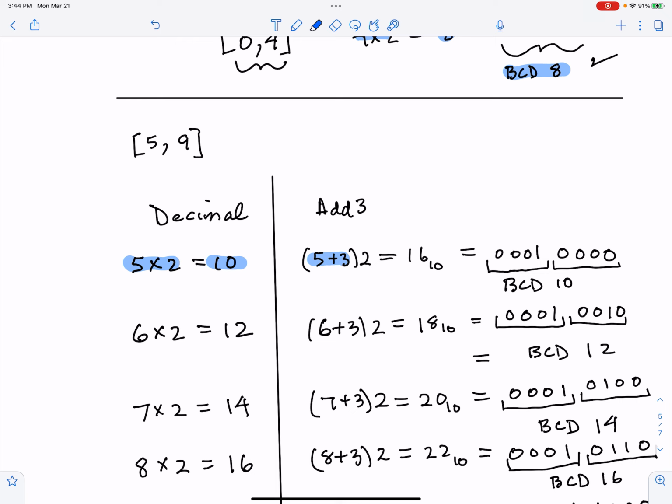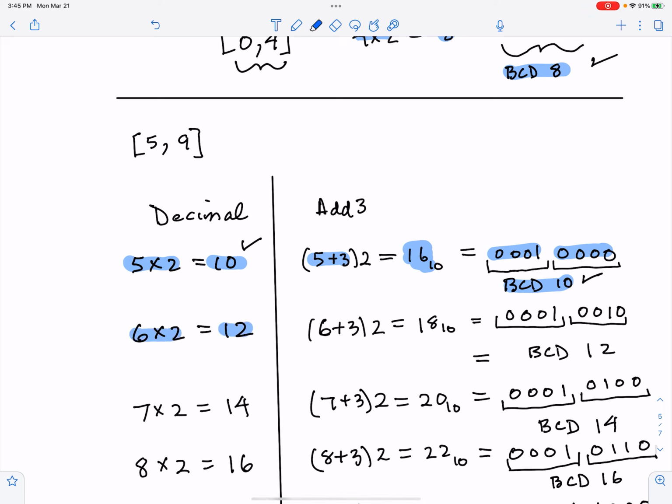5 plus 3 is 8, times 2 is 16 in decimal. If I take 16 and convert it to binary, it would be this, and notice this is BCD 10. So that's the goal: BCD 10 matches decimal 10. That was the result of the Dabble. And so we can do the rest of these.